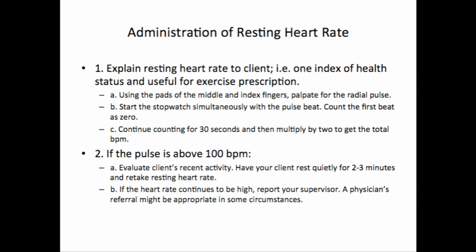Have a client rest quietly for 2 to 3 minutes and retake the resting heart rate. If the heart rate continues to be high, report this to your supervisor. A physician's referral might be appropriate in some circumstances.